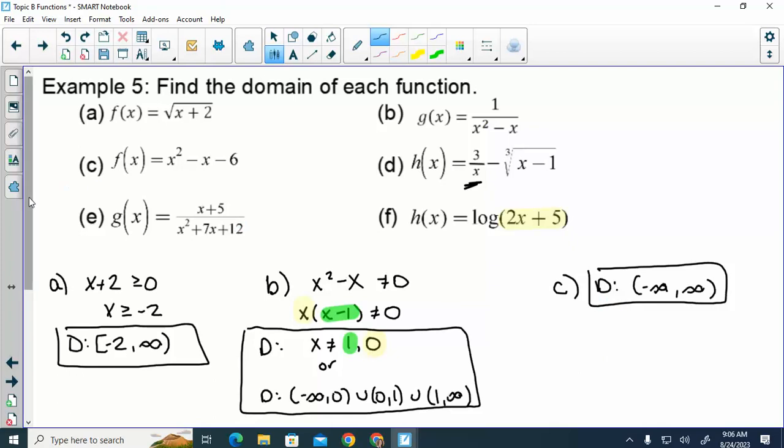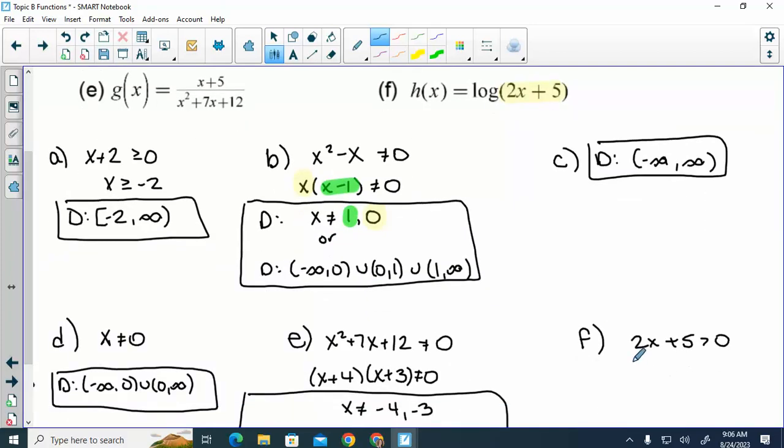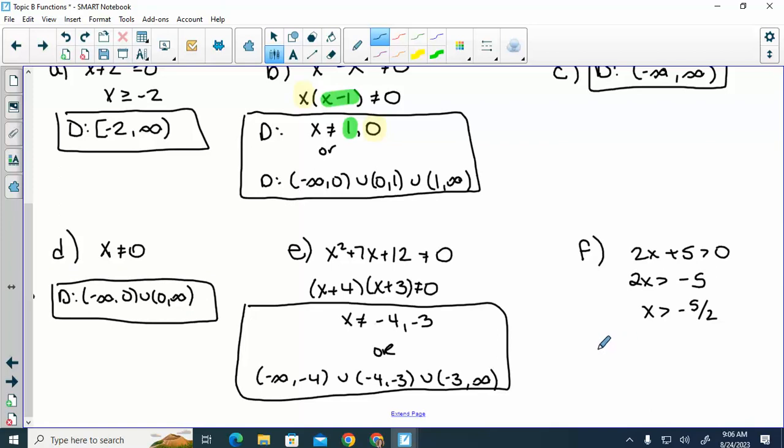So 2x plus 5 greater than 0, just solve that inequality. So 2x is greater than negative 5, so x is greater than negative 5 halves. So my answer in interval notation would be parentheses negative 5 halves to positive infinity. Is that okay?